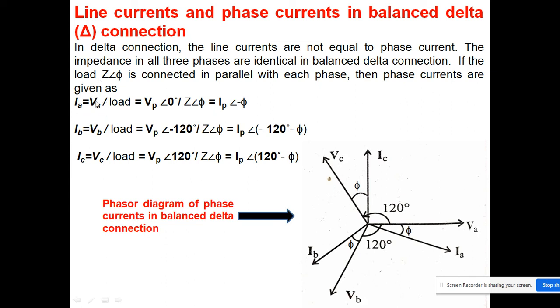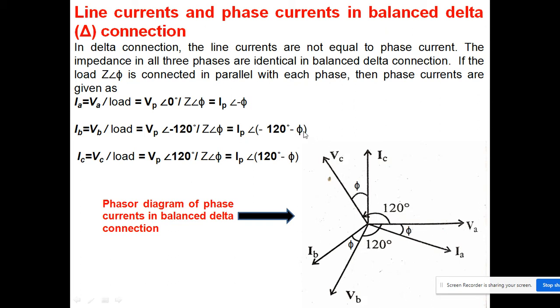We divide our phase voltage by the load impedance. So this one is our voltage here, divided by this impedance here. So we get this much current, that is our phase current. So IAB is the phase current, and IBC and ICA are the phase currents. Now we can see the phasor diagram of the phase current. I am drawing this phasor diagram for the phase current with respect to the phase voltage. You can see this is behind by this phi angle.